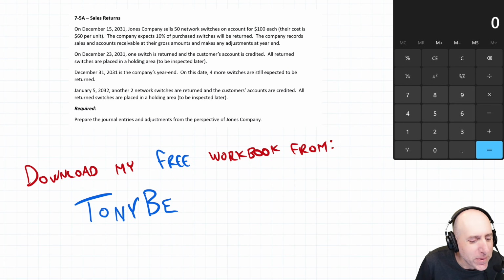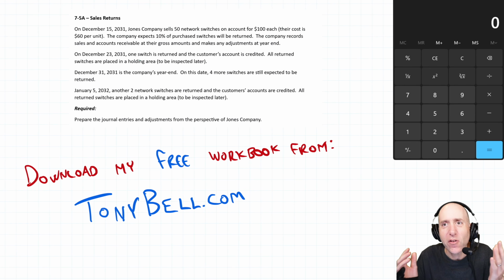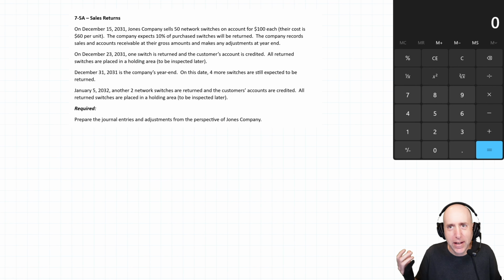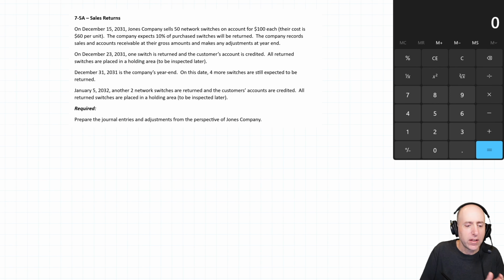Let's run through problem 7.5a, a sales returns problem. How do we deal with the fact that if you sell a product and you offer a refund policy, customers will take advantage of it? They will bring back product. How do you account for that? The answer is it's a little bit tricky, but let's jump into the problem and work our way through together.